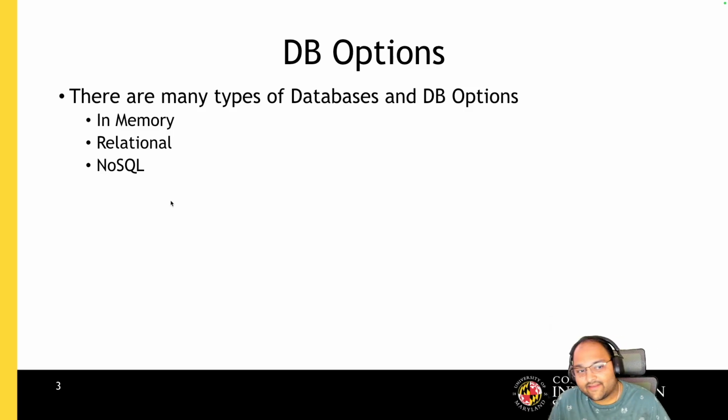There's Redis and all these other in-memory databases. They're super, super efficient, but they're not really great for long-term stores because as soon as the container restarts or something, it just loses the memory. So it's really great for caching.